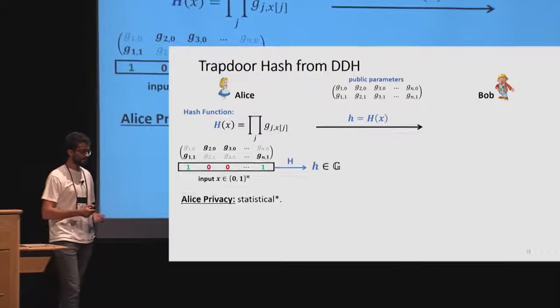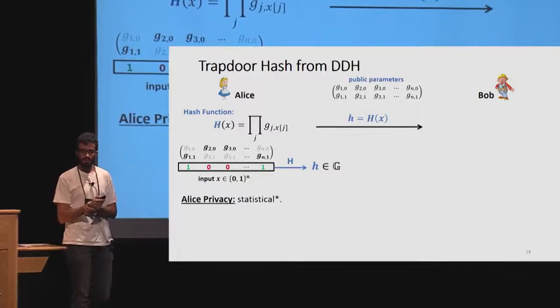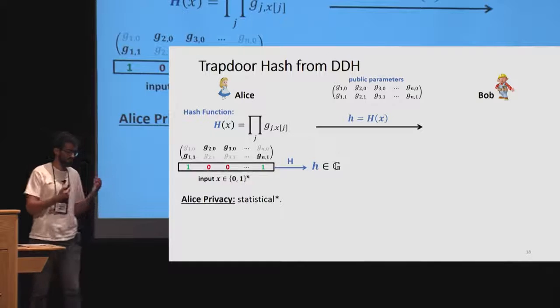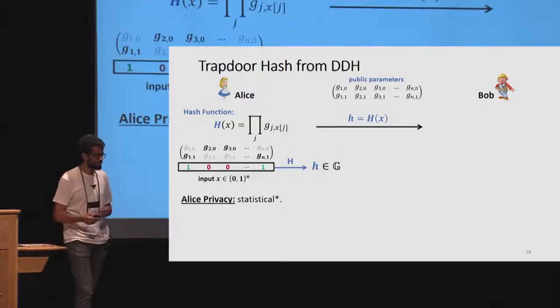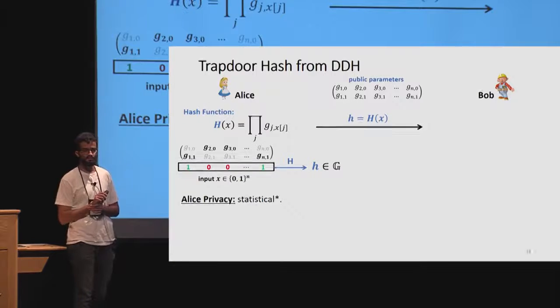And like we said, we're expecting this hash value to be private. However, here we do not use randomness, so this hash function, of course, cannot be private, but you'll have to believe me that with a bit more effort, we can get statistical privacy for Alice.